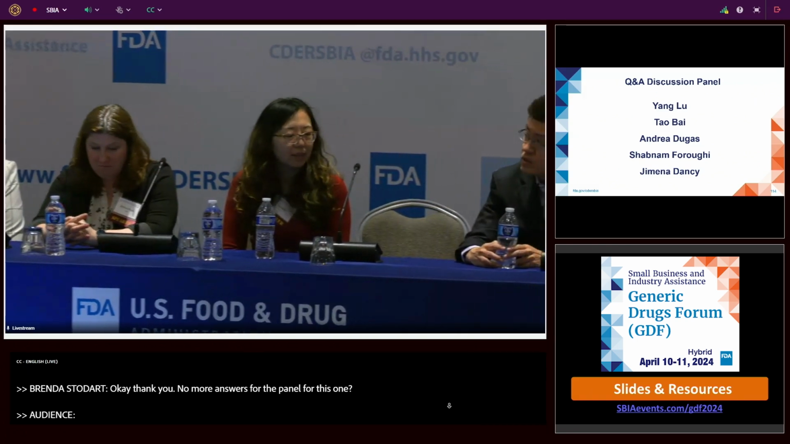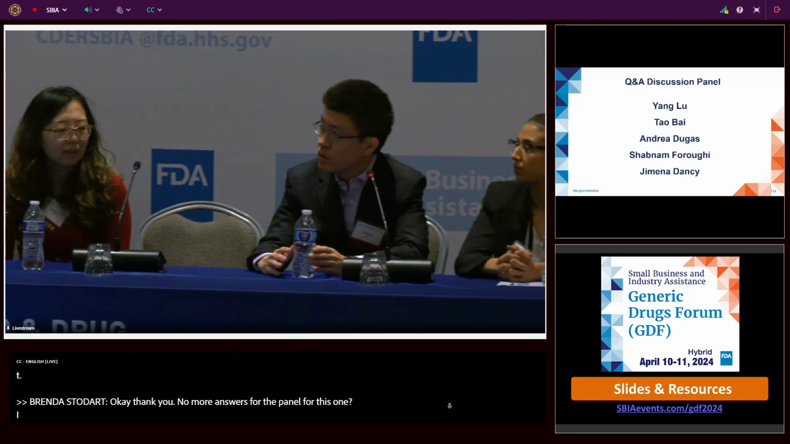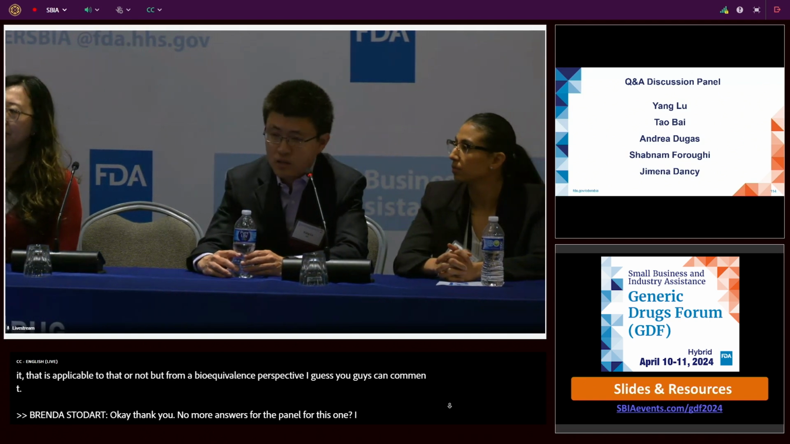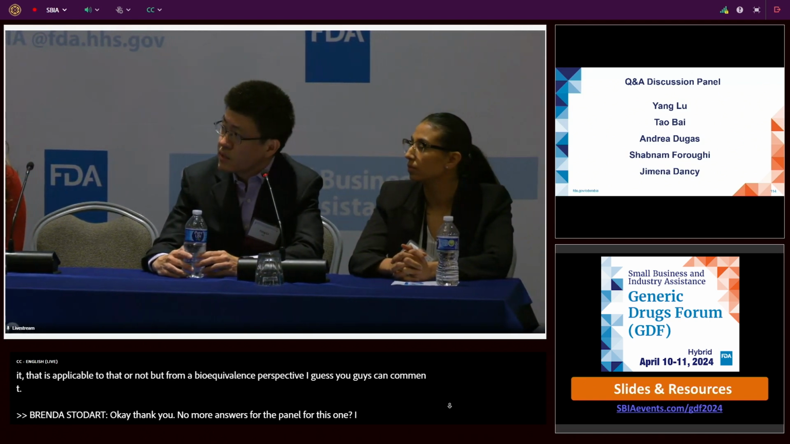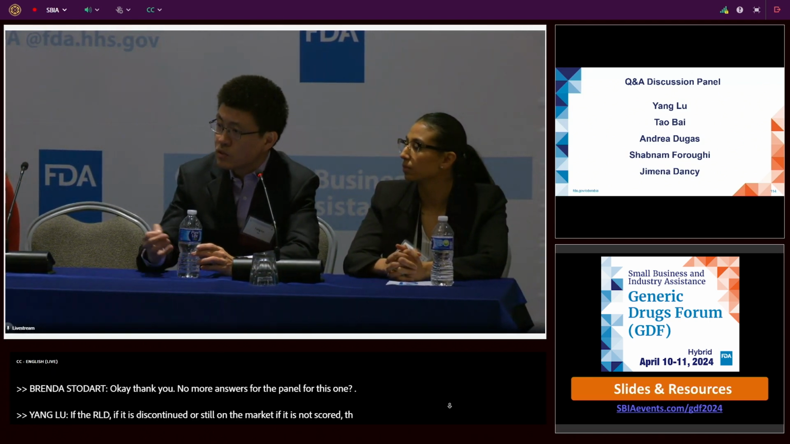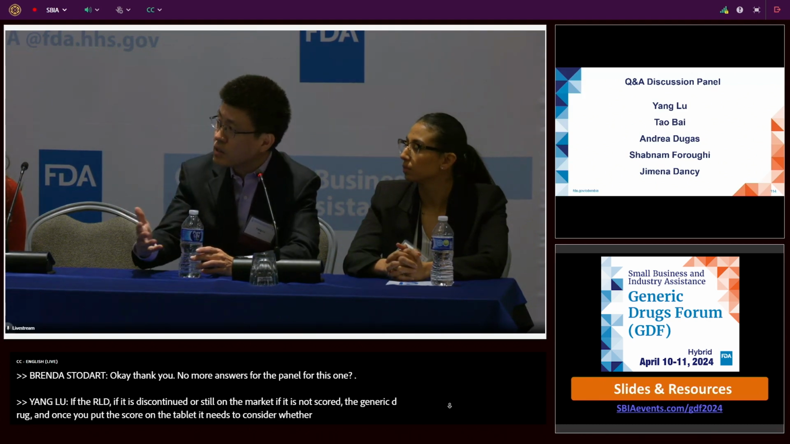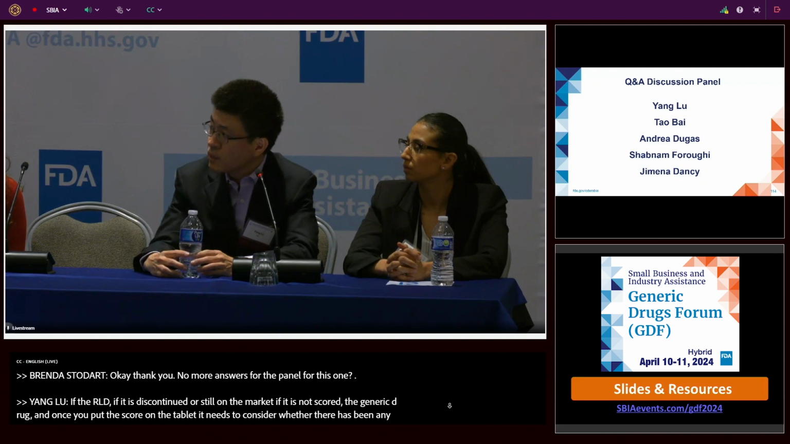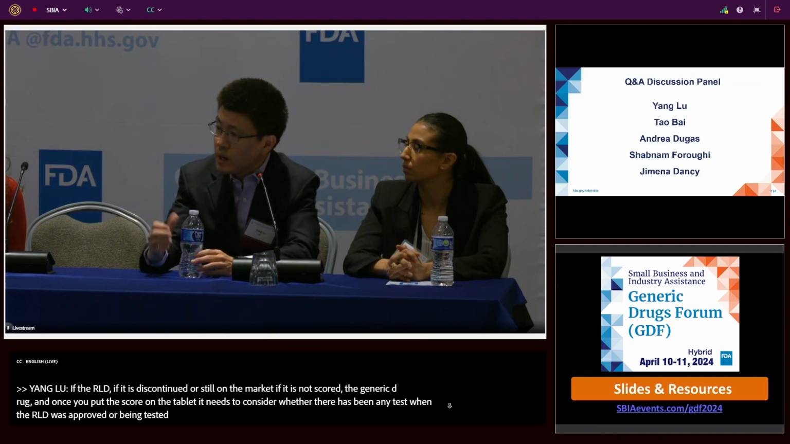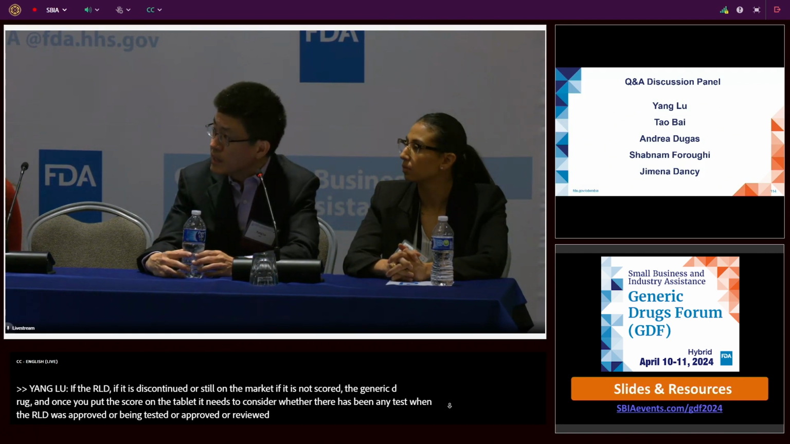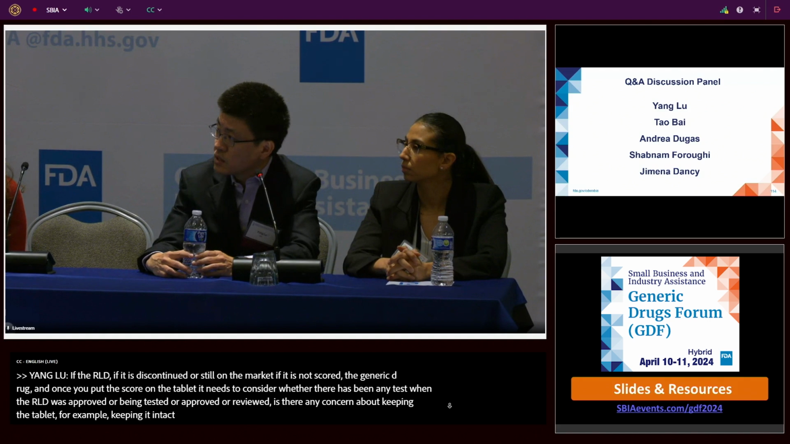If the RLD, whether it is discontinued or still on the market, is not scored, then a generic drug that wants to put a score on the tablet needs to consider whether any testing was done when the RLD was being reviewed and approved. Is there any concern about keeping the tablet intact? Or can it be split or crushed? So that also is a consideration.